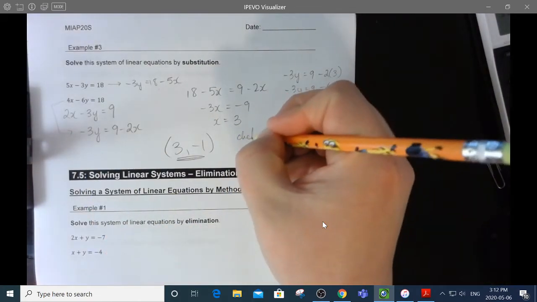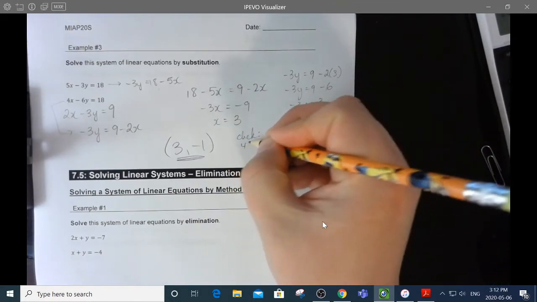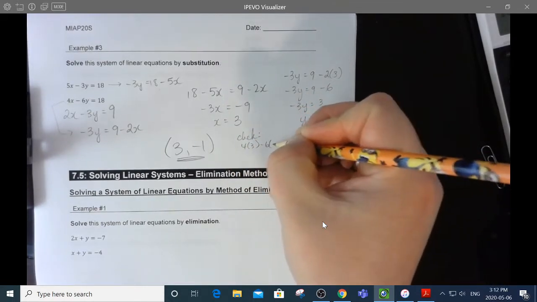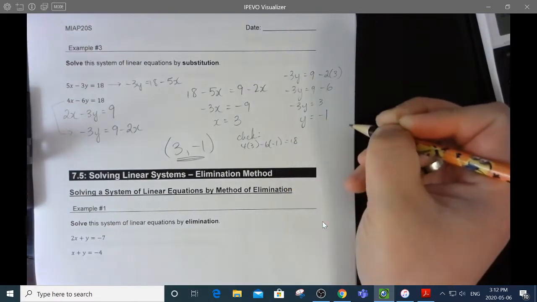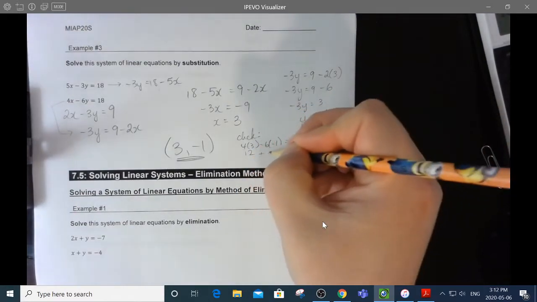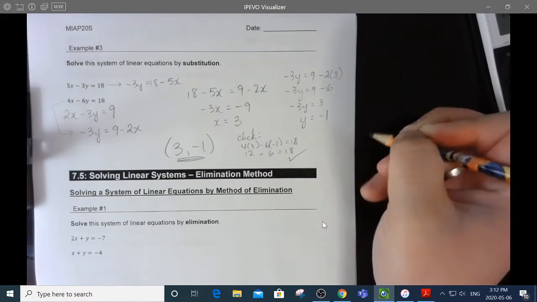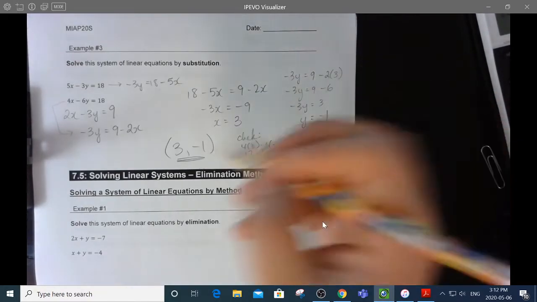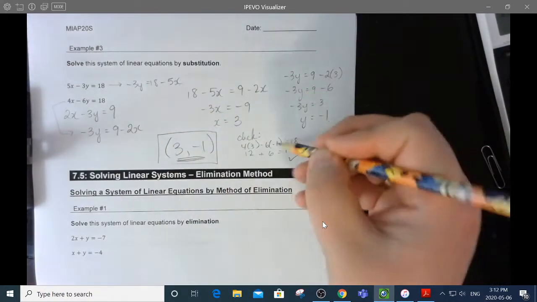So for my check, I'm going to use the 4 equation. So 4 times 3 minus 6 times negative 1 is equal to 18. So that's 12 plus 6 is equal to 18, which is true. Now, a lot of people find that when they're doing these, it's this part where things go wrong.